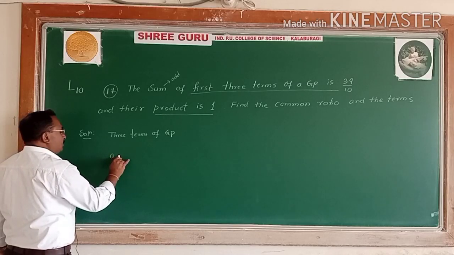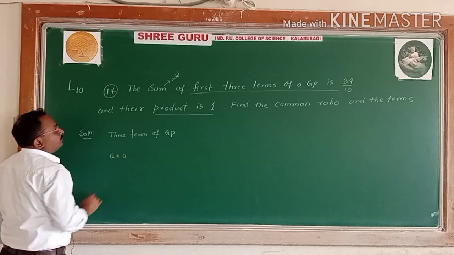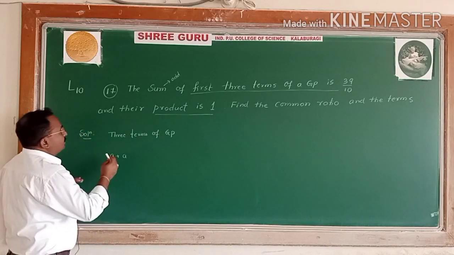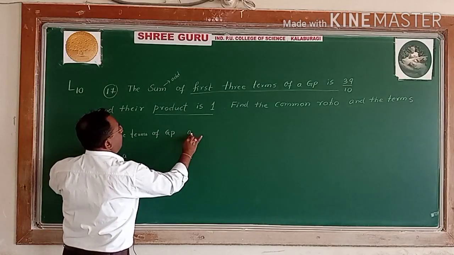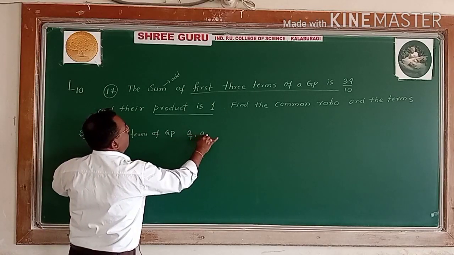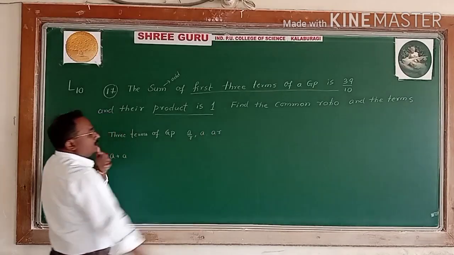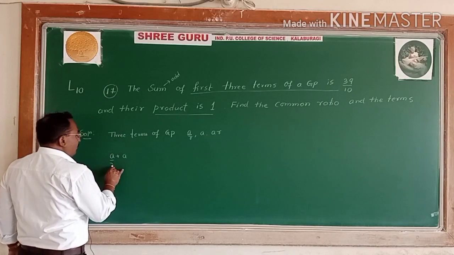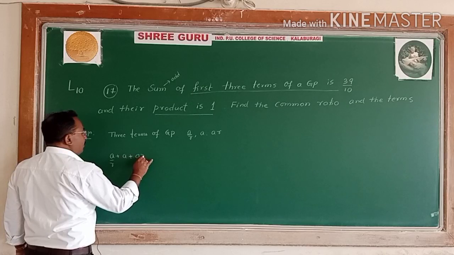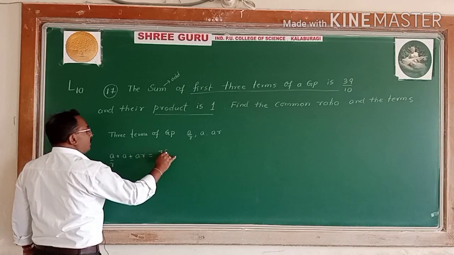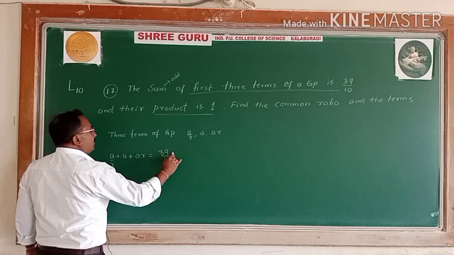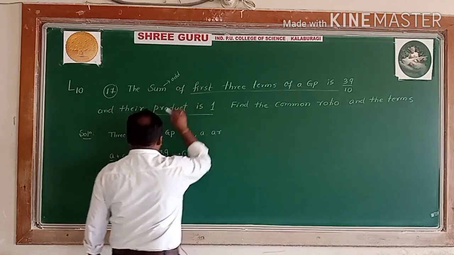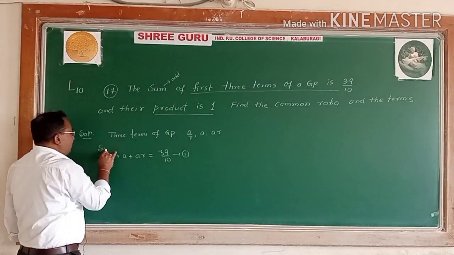Here the three terms of a GP can be taken as A by R, A, AR. And it should be the sum. A by R plus A plus A into R is equal to 39 by 10. Equation number 1. The sum is over.